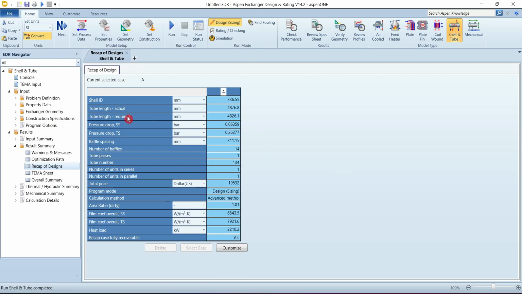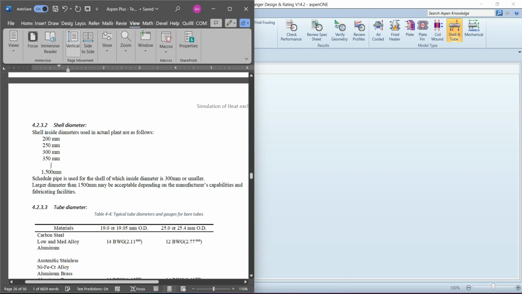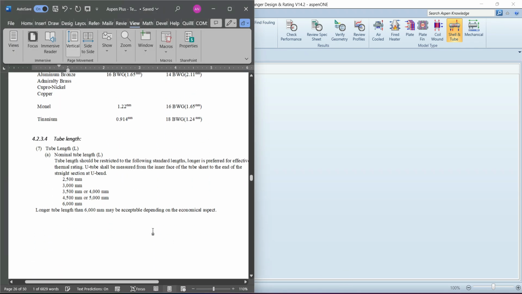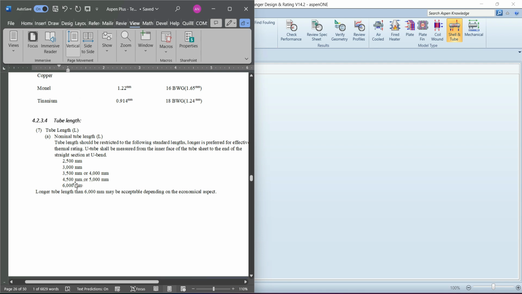Similarly, you can consider the tube lengths. It has taken 4.876 meter, but this is not a common practice. You can check the common practices. The tube length common is 4.5 meter or 5 meter or 6 meter. It doesn't mean we cannot fabricate the exchanger with these details, it means this is not a common practice. The manufacturer can manufacture with the results of these specifications, or better use the standard practices.